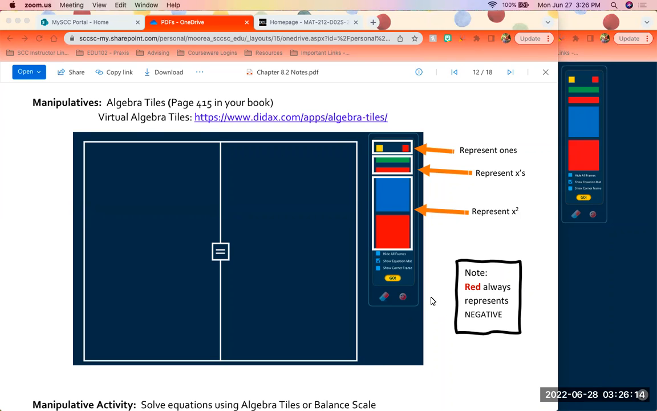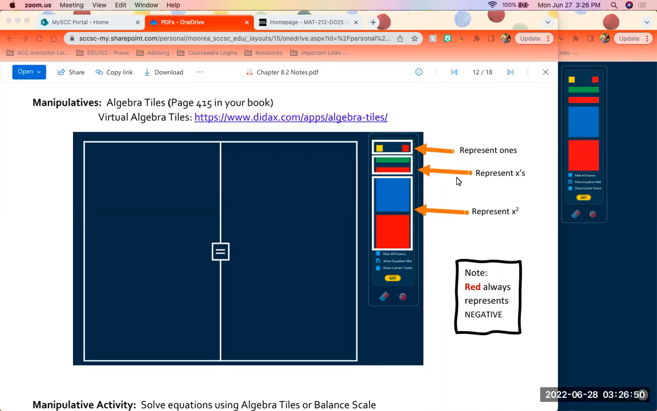I'm choosing to use the virtual algebra tiles just for the convenience of sharing my screen, but they make printable algebra tiles that you can find for free with a simple Google search. A lot of your classrooms will probably come with a set of algebra tiles, especially in the later elementary grades, where you will actually have the plastic pieces to show your students. They can lay them out on their desk. And when I taught middle school, the textbook actually came with printable algebra tiles and these equation mats as well.